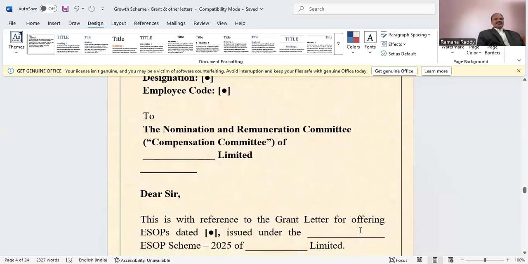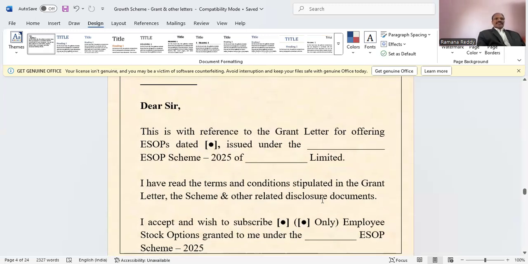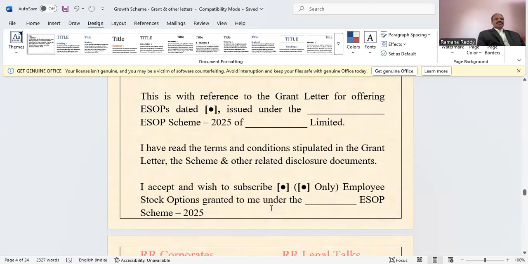Dear sir, this is with reference to the grant letter for offering ESOPs, dated and issued, because he is referring to the ESOP grant letter under the so-and-so scheme of the so-and-so company. I have read the terms and conditions stipulated in the grant letter, the scheme and other related disclosure documents. So I accept the grant. I accept and wish to subscribe. How many employee stock options do you want to subscribe? Whether you want to subscribe 100% or 50% is your choice, because this is not mandatory.